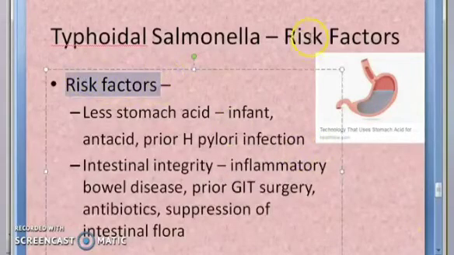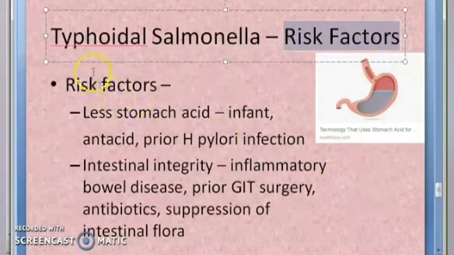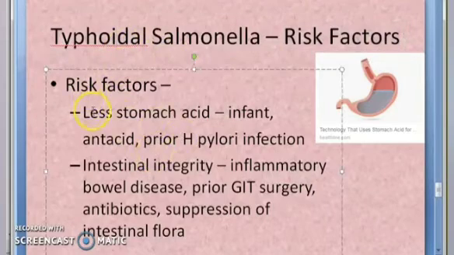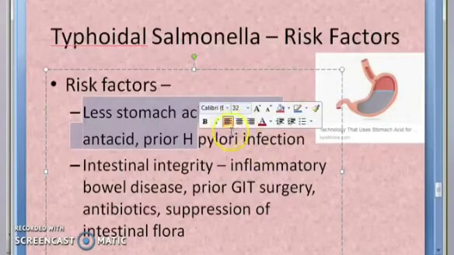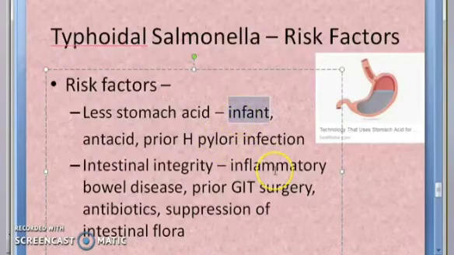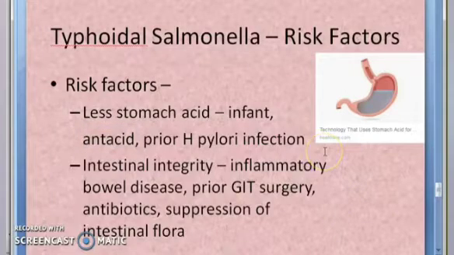Let us look at the risk factors now. Who all are susceptible to typhoid? See, people who have less acid in the stomach. Why? Because the acid has to kill the bacteria. But if there is less acid in the stomach, the bacteria can reach the intestine. Correct? Now, who has less acid in the stomach? An infant or a person who has taken antacid. So that person is risking himself to typhoid.